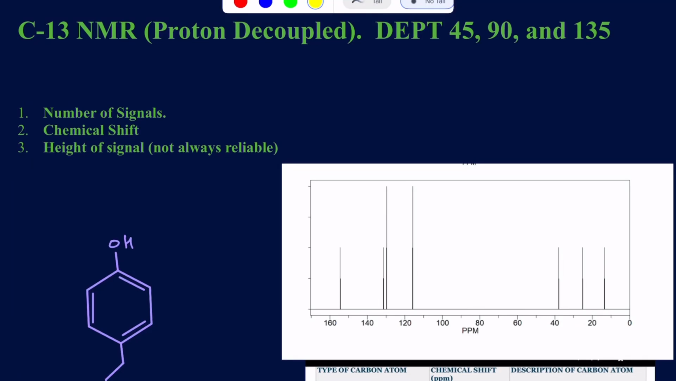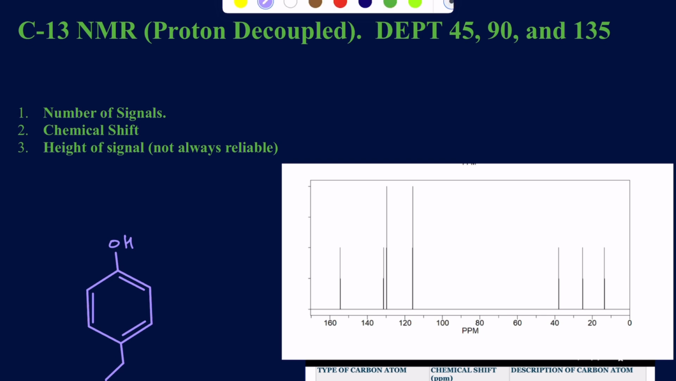In this video, I'll talk about some of the basics of carbon-13 NMR, and I'll do a few examples. I'll also talk about DEPT 45, 90, and 135 as well. In addition, I'm going to be talking about proton decoupled NMR, which means the carbon itself is not going to be coupling with the proton that it's attached to. And carbon does not couple with itself because the relative abundance of carbon-13 is very, very small.